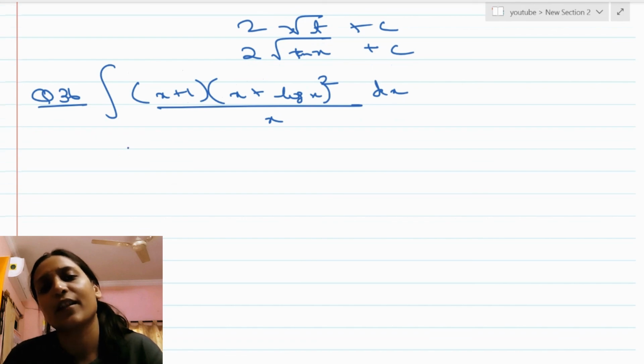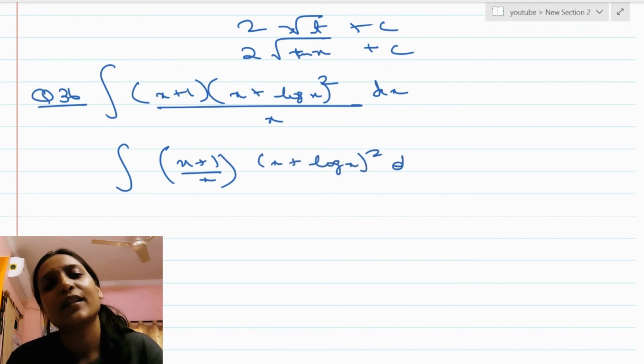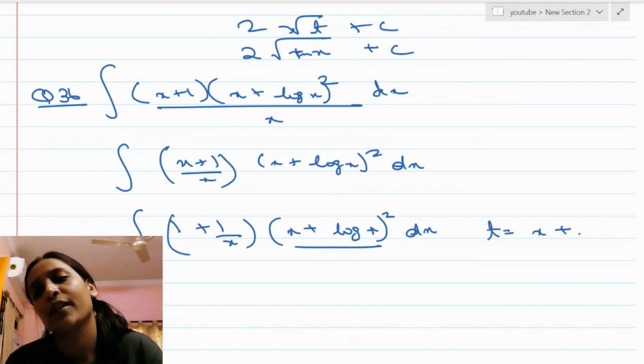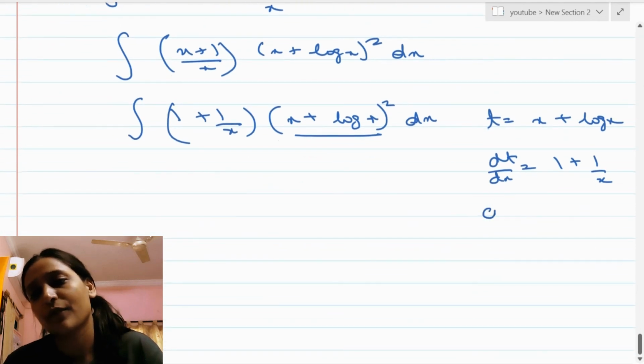So let me just rewrite this as x plus 1 by x times x plus log x whole square dx. This can be rewritten as 1 plus 1 by x. So now we found what we were looking for, the derivative of x plus log x over here. So this can be your t value. t is equal to x plus log x. And then dt by dx would then be 1 plus 1 by x. So now dt would be equal to 1 plus 1 by x times dx.